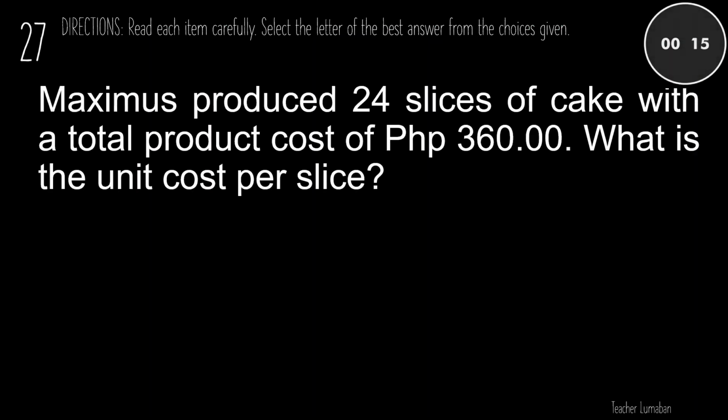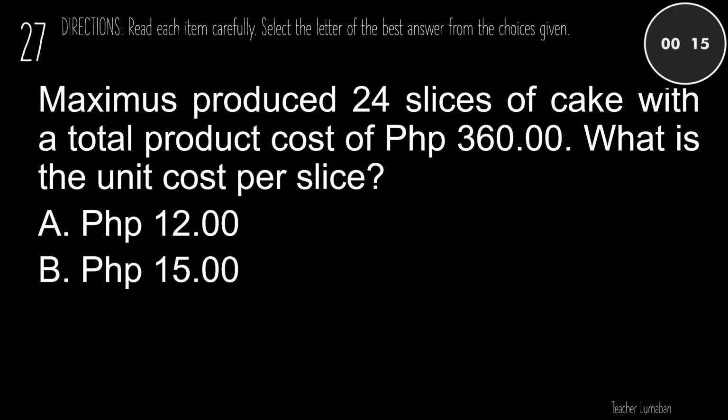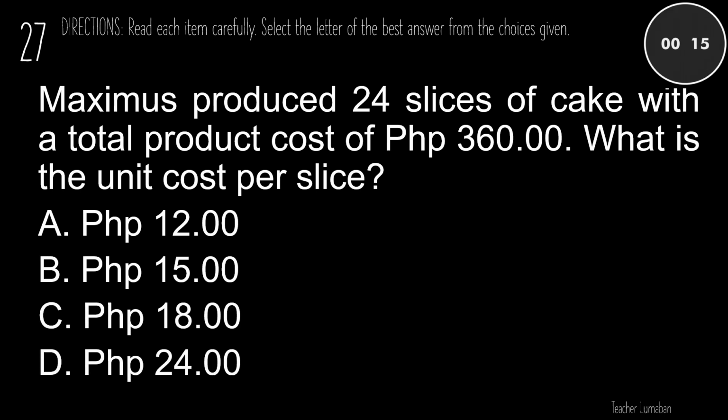Maximus produced 24 slices of cake with a total product cost of PHP 360.00. What is the unit cost per slice? A. PHP 12.00. B. PHP 15.00. C. PHP 18.00. D. PHP 24.00.